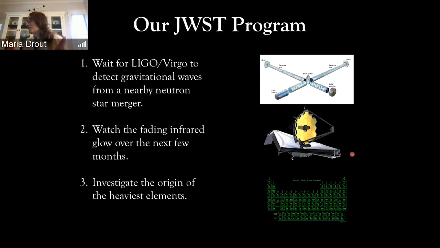So in summary, our program, we're going to have a lot of fingers crossed throughout this. What we're going to do once JWST launches and successfully commissions is wait and hope that the LIGO, Virgo, and now KAGRA gravitational wave experiments detect another neutron star merger nearby. Once they do, I'm very confident, again, fingers crossed, we are going to try and find the fading glow or explosion from that. Once we do, we will tell JWST to point at it and follow it for a few months afterwards, and then hopefully disentangle how far up the periodic table this actually went. Thank you very much, and I can take a few questions at this point.